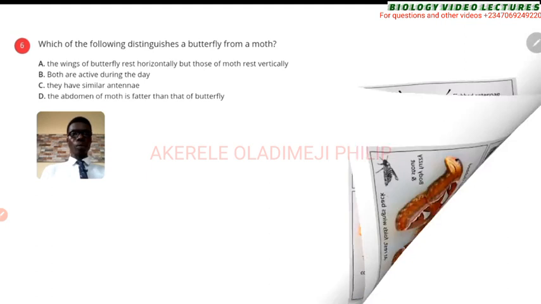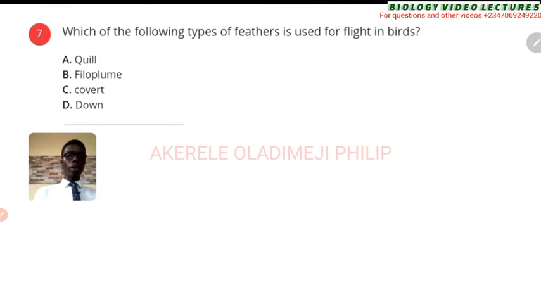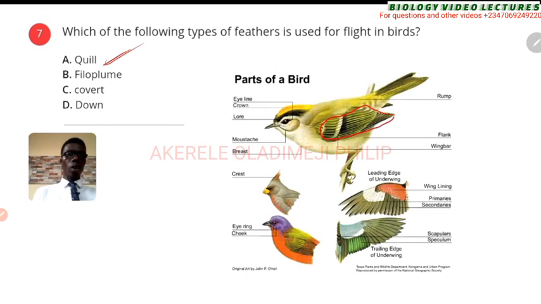Which of the following types of feathers is used for flight in birds? It's actually the quill feather. Probably that's why I said that at the beginning. Immediately I saw that, I just knew what the answer was. So this is what the quill feather looks like. The quills are found mostly on the wings of the bird and at the tail.